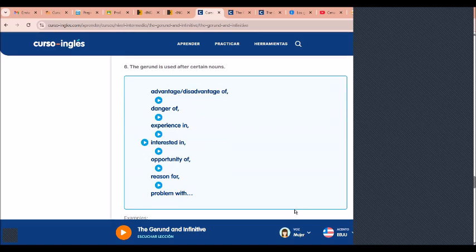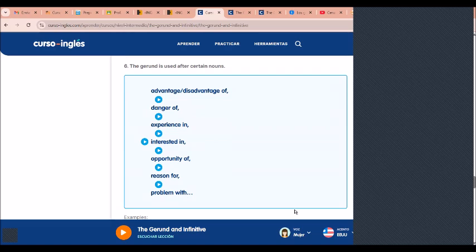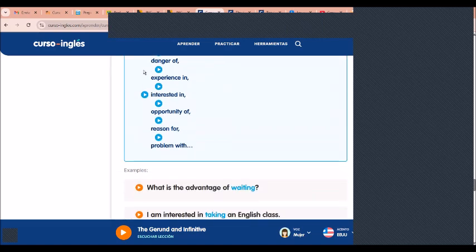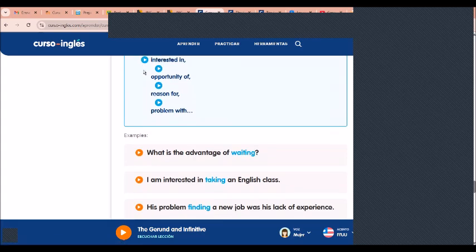And even when they're in noun phrases like advantage of, danger of, interested in, experience in, opportunity of, reason for, and problem with, it's still using prepositions. And therefore, we're going to be following them with gerunds as well. Stephanie, help us with the examples.